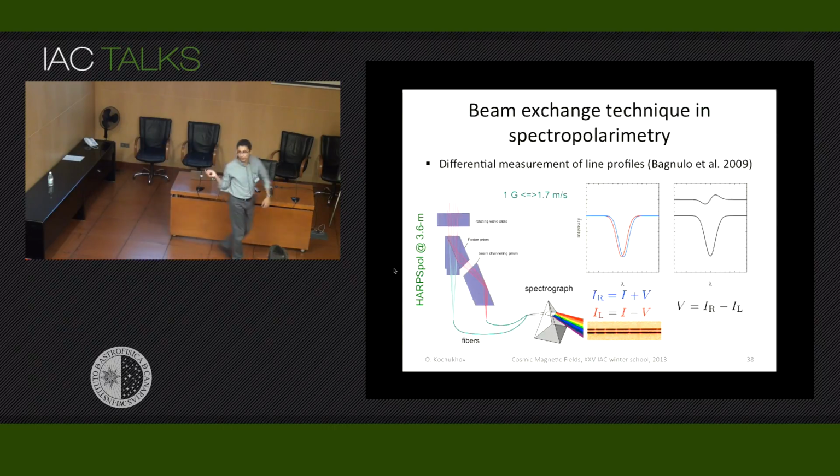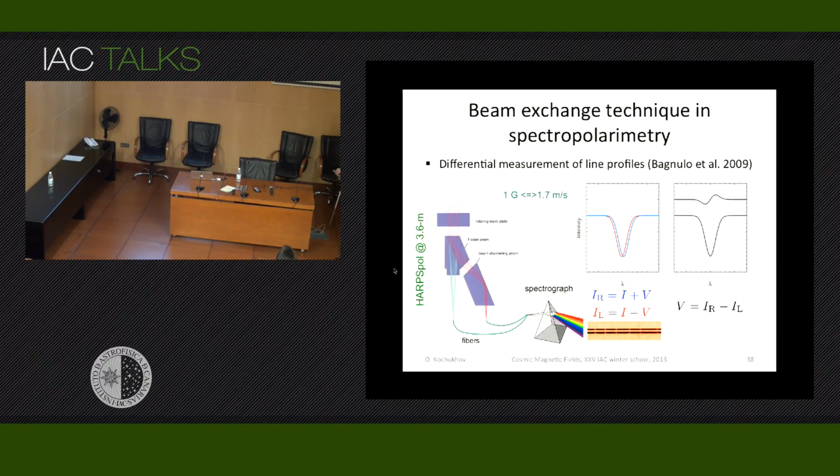This is a typical, very simple spectropolarimeter, actually. It's the real HARPS spectropolarimeter. We have a rotating retarder plate. For Stokes V measurements, we're using a quarter wave plate. We have a beam splitter, and we feed the resulting two beams into fibers, and then the spectrograph produces this image that I've shown on the previous slide.